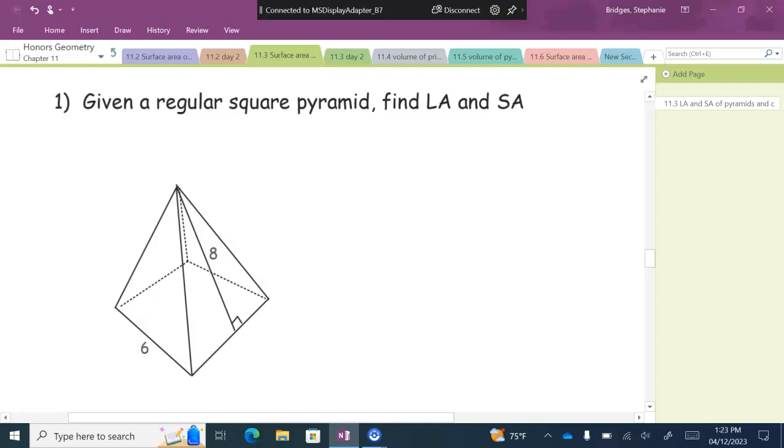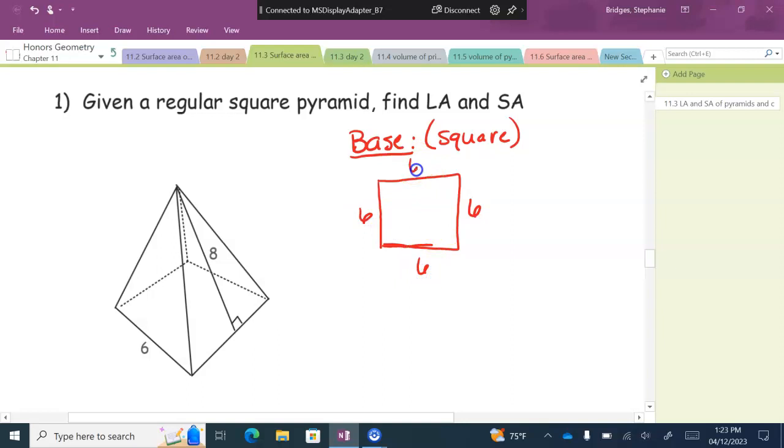What I would recommend doing is focusing on the base first. What shape is my base? It is a square because these are regular polygons. It is a quadrilateral, so that means it is a square. I can't draw that pyramid very well, but I can draw a square. Do I know the length of one of my sides of my square? Yeah. It's 6, which means every other side is also 6.